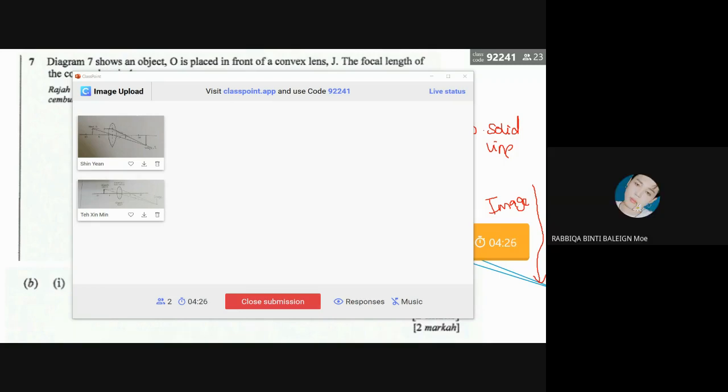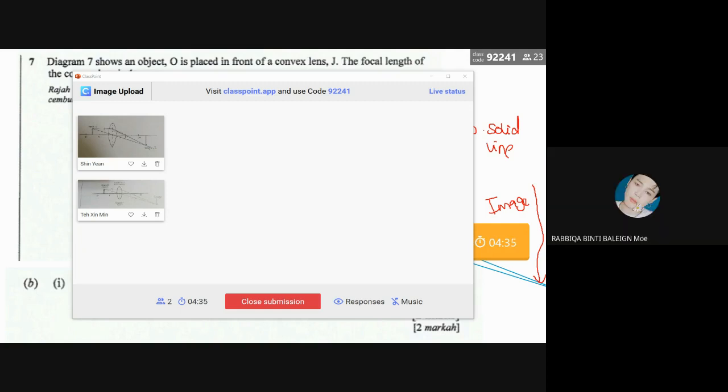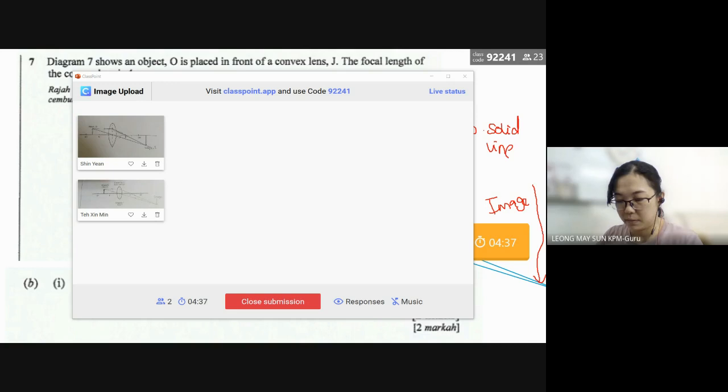Wait, I'm trying to upload the photo, but for some reason it's not uploading. Try to exit from ClassPoint and enter again. Okay, wait for me.